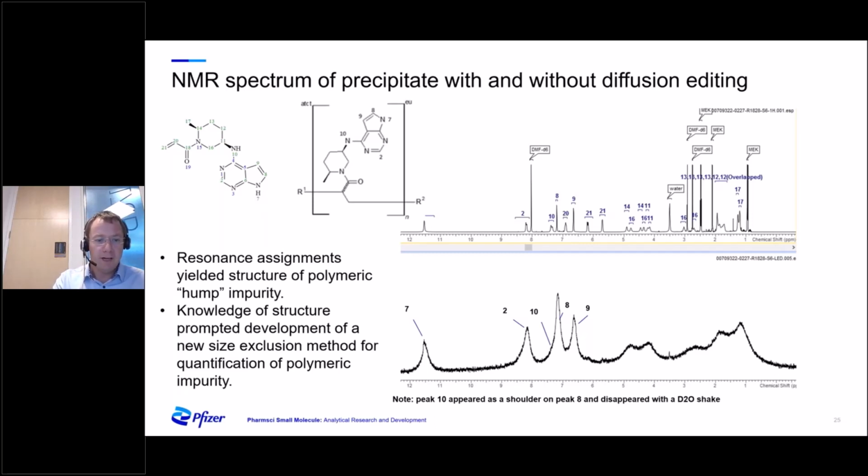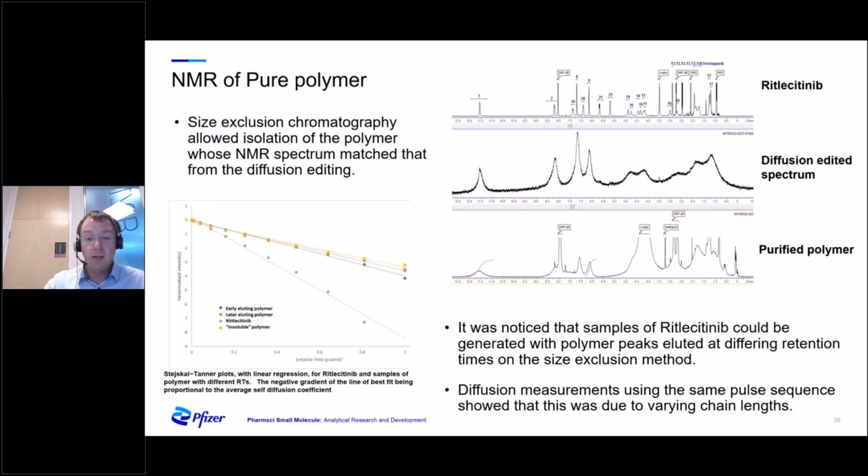Once we know that we've got a polymeric impurity, this then allowed the chromatographers on the project to go away and develop a size exclusion method for the analysis and quantification of this impurity. And even better, they were able to then isolate some of the polymeric impurity on its own, and we were able to get an NMR spectrum of the pure polymeric impurity. And rather gratifyingly, the purified polymer NMR spectrum looks essentially the same as the diffusion edited spectrum that we used earlier. In fact, the diffusion edited spectrum is slightly clearer because we don't have solvent or water peaks obscuring some of the resonances.